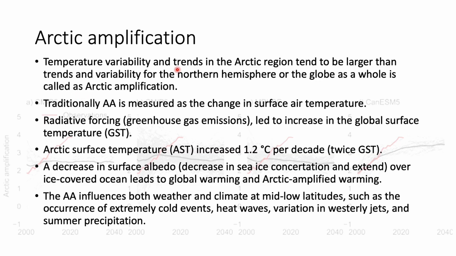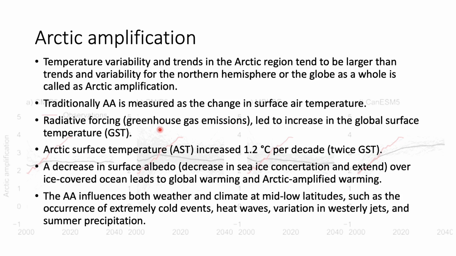The temperature variability and the trends in the Arctic region tend to be larger than the trends and variability for the northern hemisphere or the globe as a whole. And this variation in the trend is called the Arctic amplification. Traditionally, this is measured as the change in surface air temperature.